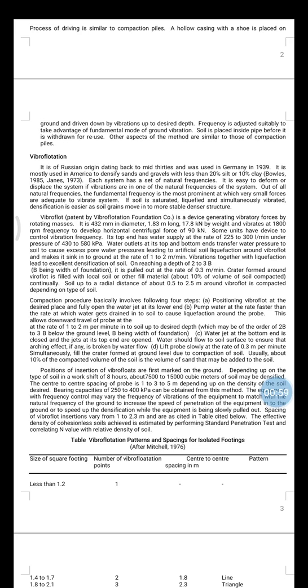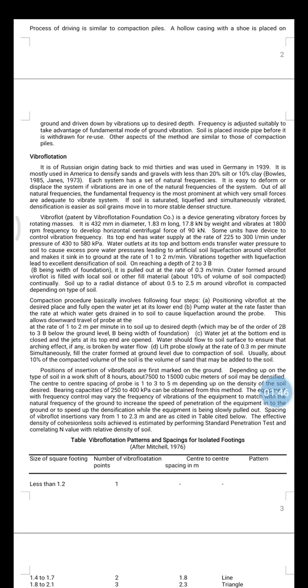This method is suitable for soils, sands as well as gravels with less than 20% silt or 10% of clay. So this vibrofloat is specially suitable for sands and gravels. Carefully listen. Sands and gravels it is suitable, but there is a condition, that is with less than 20% of silt or 10% of clay. If clay is more than 10%, then it is not suitable. If silt is more than 20%, then it is not suitable for gravel or sand. Understood?